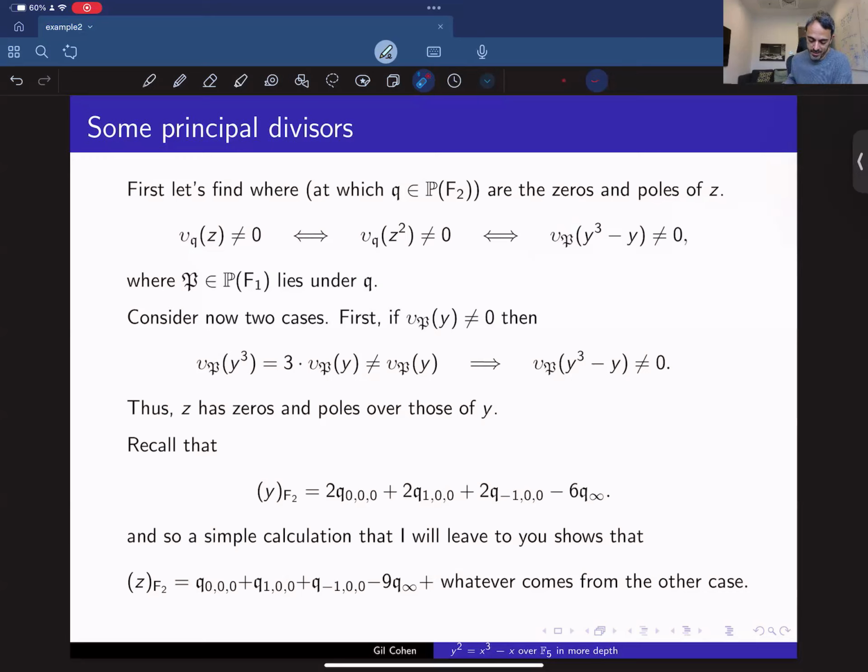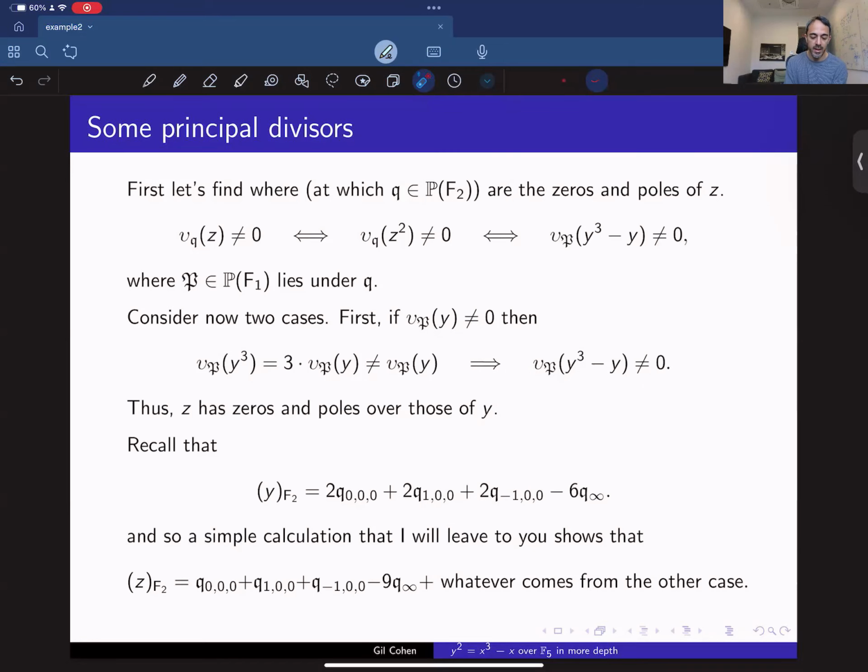Okay, so now let's consider two cases. First of all, let's assume that VP of Y is non-zero. Under this assumption, we know that VP of Y cubed is not the same as VP of Y, because it's 3 times VP of Y, and VP of Y is not 0. So this means that the valuation of Y cubed minus Y is also not 0, because according to the strict triangle inequality, it's either the valuation of Y or 3 times the valuation of Y, depending on whether it's negative or positive. But anyhow, it's definitely non-zero.